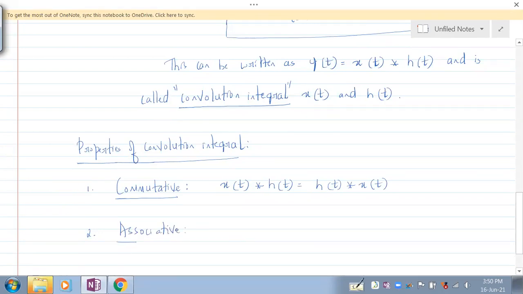What does the associative property tell you? If you have the convolution integral of x of t and h1 of t, and that being convolved with h2 of t, this is equal to x of t convolved with the convolution of h1 and h2. Any two you can convolve first, and then you can take the remaining signal for the convolution integral. That is the meaning of this.